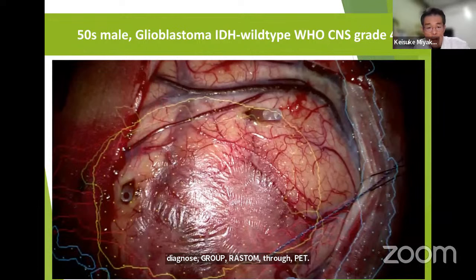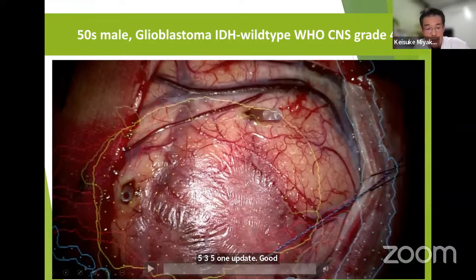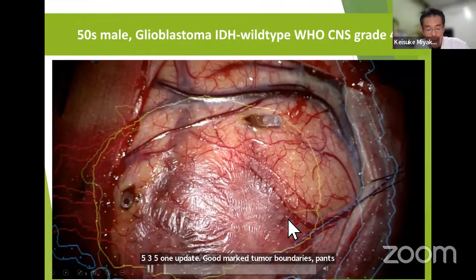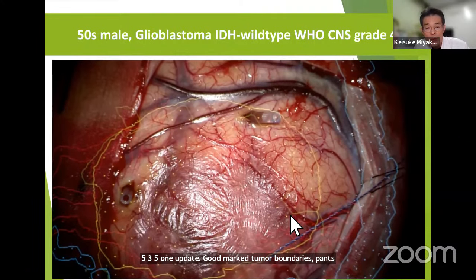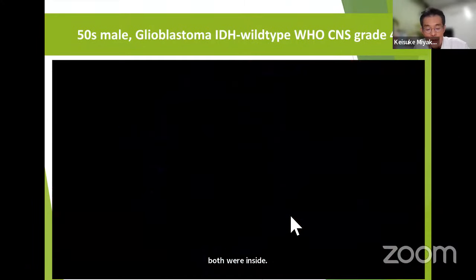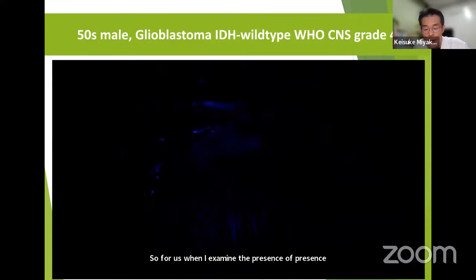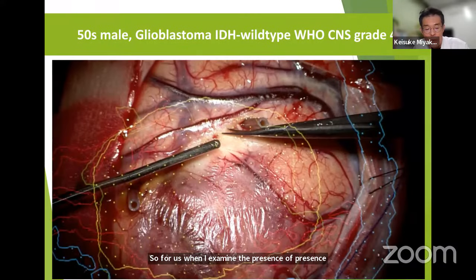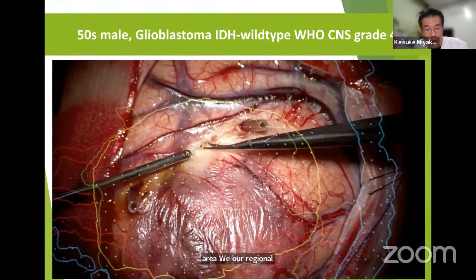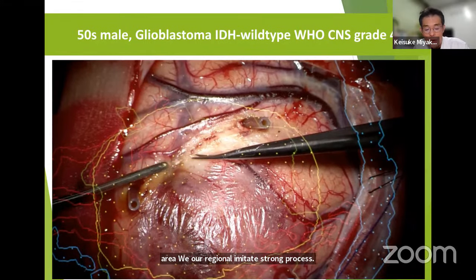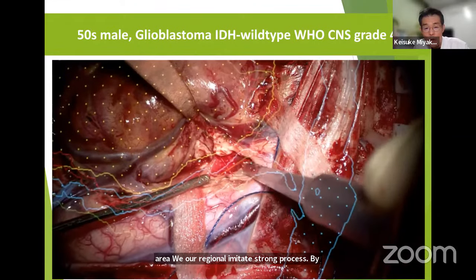So I show the operative video. The yellow line represents the area with the new tracer called THK5351 uptake. To mark tumor boundaries, pin spots were inserted. First, when I examined the presence of fluorescence from 5-ALA, we observed a region emitting strong fluorescence. By following the course of the vessels, corticotomy was performed.